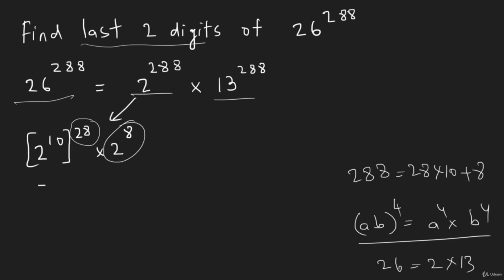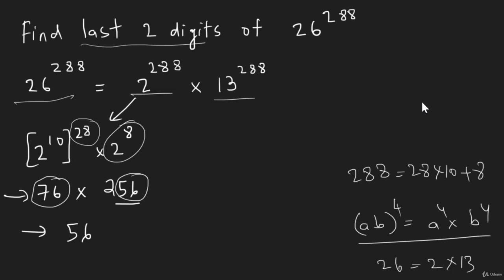So this simplifies to 76 into 256, and I'm only concerned with the last two digits. Therefore, I just need to multiply 76 and 56. And remember, if you multiply 76 with 56, your last two digits will be 56 itself. Why is that? Because 56 is nothing but 4 into 14. So over here we have seen that 2 to the power 288 will have 56 as the last two digits.